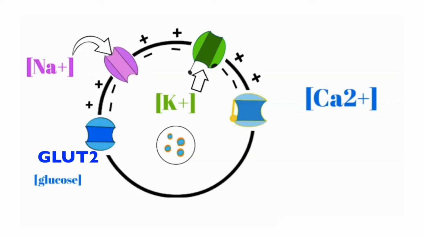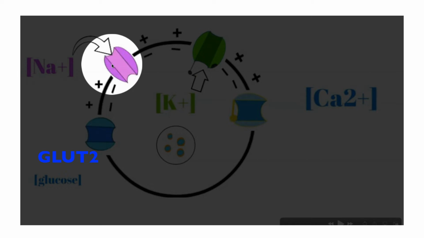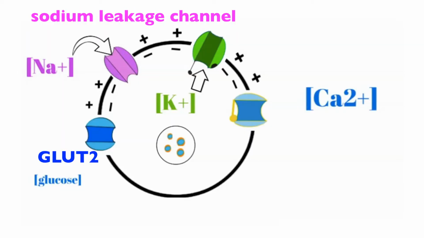Between meals, there's going to be a low glucose level, low glucose concentrations in the body. As a result, there's not going to be too much glucose moving into these cells. Right after a meal, we're going to have elevated blood glucose levels, and quite a bit of glucose will move into these pancreatic beta cells. Up here in purple, we have a sodium leakage channel. And that sodium leakage channel is going to allow sodium just to leak in, continually leaking into the cell.